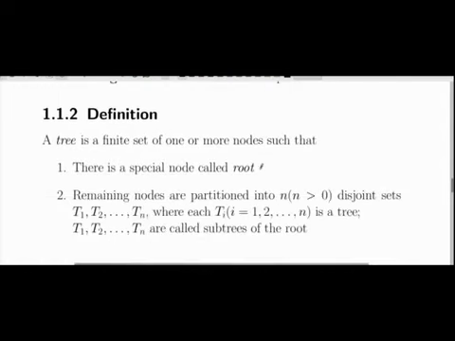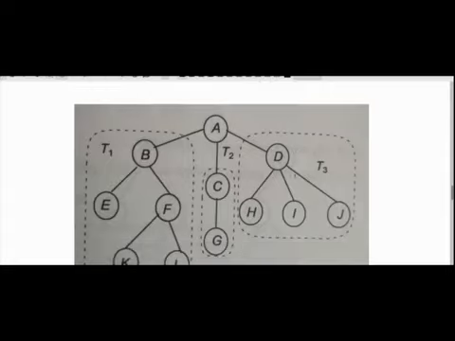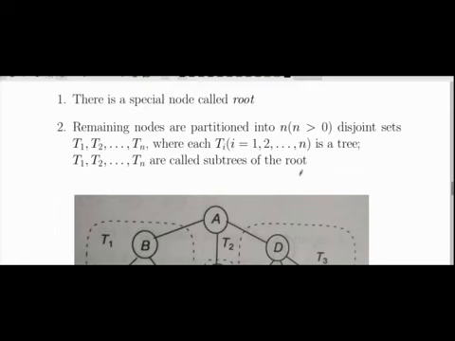So a tree is defined like this. A tree is a finite set of one or more nodes such that there is a special node called root. Remaining nodes are partitioned into disjoint sets. For example, if you take this, node A is called root, and you have disjoint sets T1, T2, T3, and each of these T1, T2 and T3 are again trees. So T1 is a tree with the root B, T2 is a tree with the root C, and T3 is a tree with the root D.